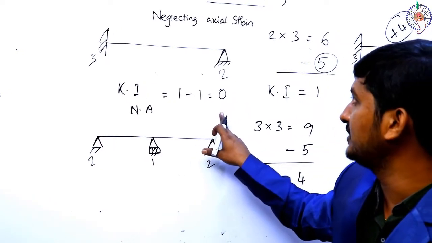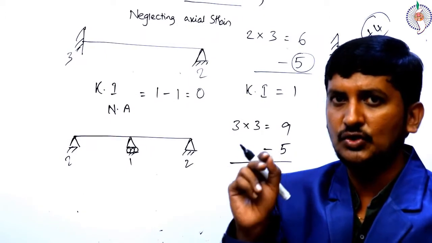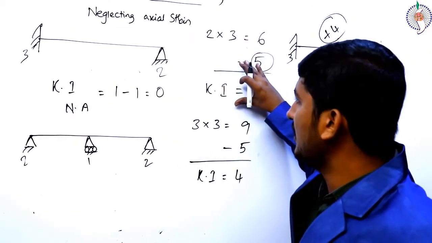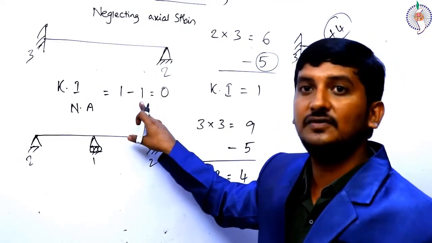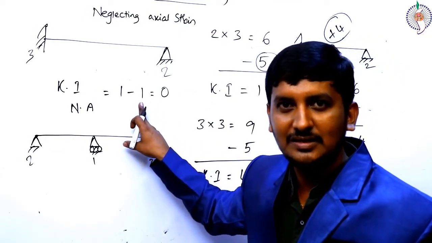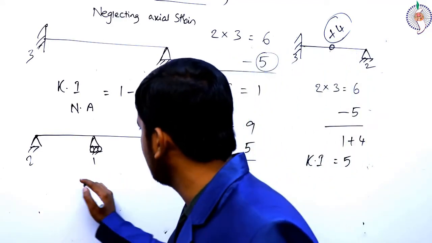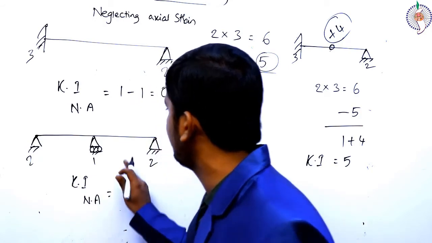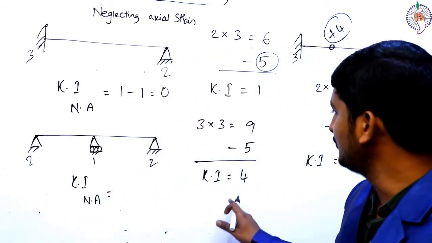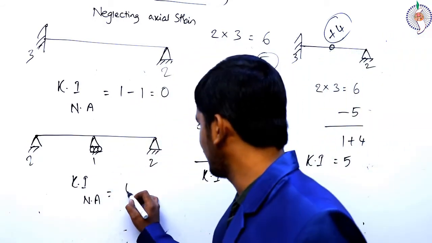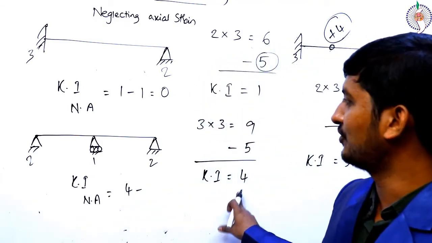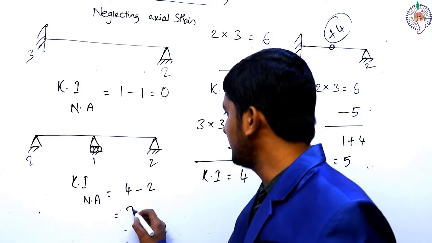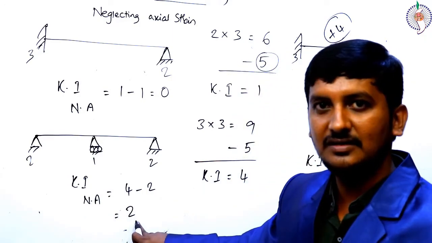Please keenly observe one thing. If it is given in the question like this, neglecting axial strain, do the calculation as usual and subtract the number of members. Understand, students? Please follow with me and calculate kinematic indeterminacy neglecting axial strain for this member. Right, you can do it easily. This is 4. Already I have calculated. Right, 4. How many members are there? 1 and 2. So, kinematic indeterminacy neglecting axial strain is 2.